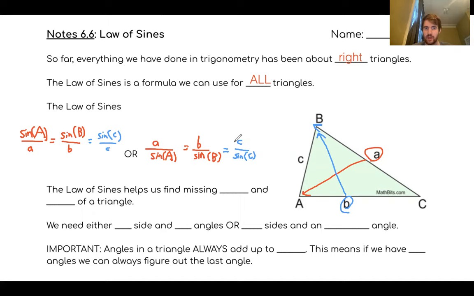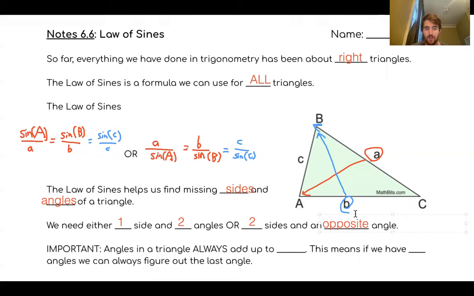And the law of sines is really useful because it helps us find missing sides and angles of a triangle. And we can use it for non-right triangles, which is pretty cool. To use it, we either need one side and two angles, or we need two sides and an opposite angle. If we have two sides, we need the angle we have to be opposite one of those two sides.